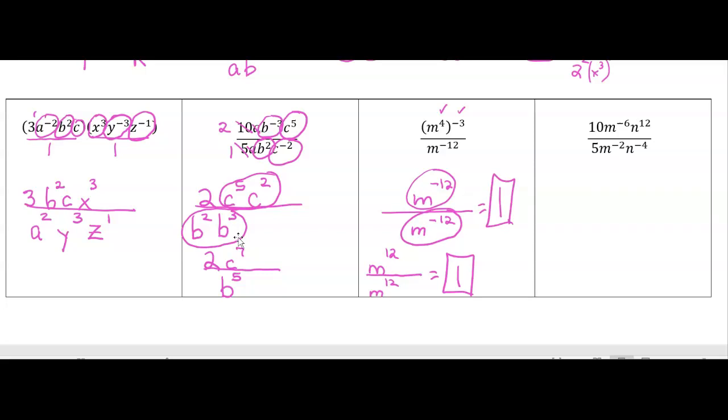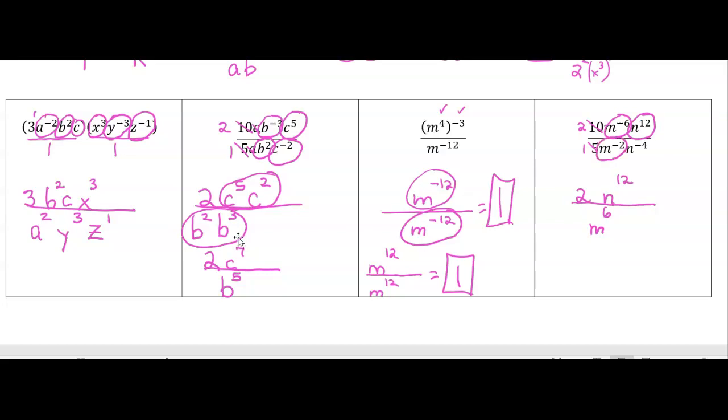Okay, last problem. We've got kind of like the other problem. We're just going to reduce our whole numbers like we would normally reduce them when we were in third grade. 5 goes into 5 once, 5 goes into 10 twice. We're going to have a 2 left on top. And the m's, m to the negative 6, it's not happy up there. Bring it down and make it m to the positive 6. N to the 12, it's happy in the top. It's positive power, leave it where it's at.